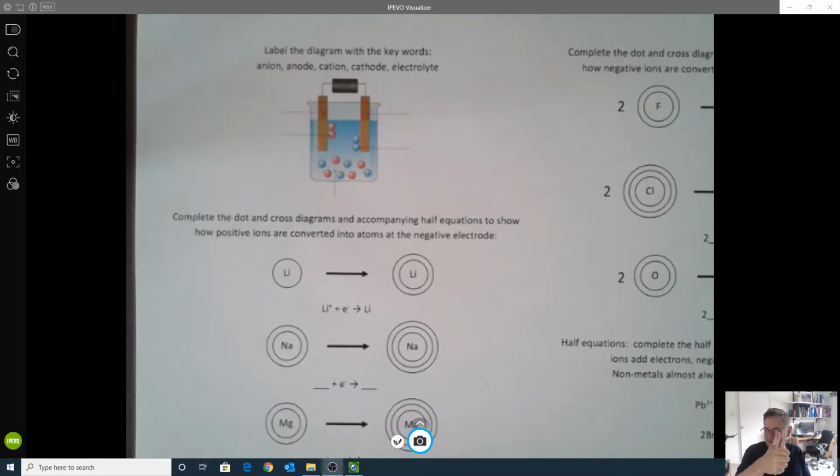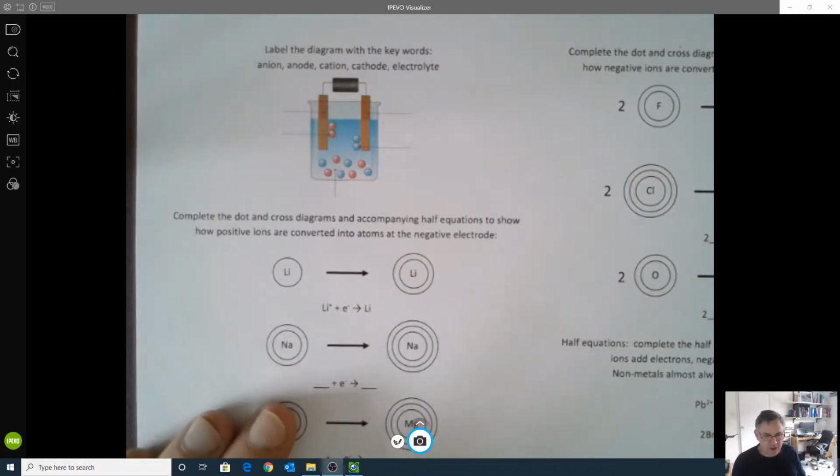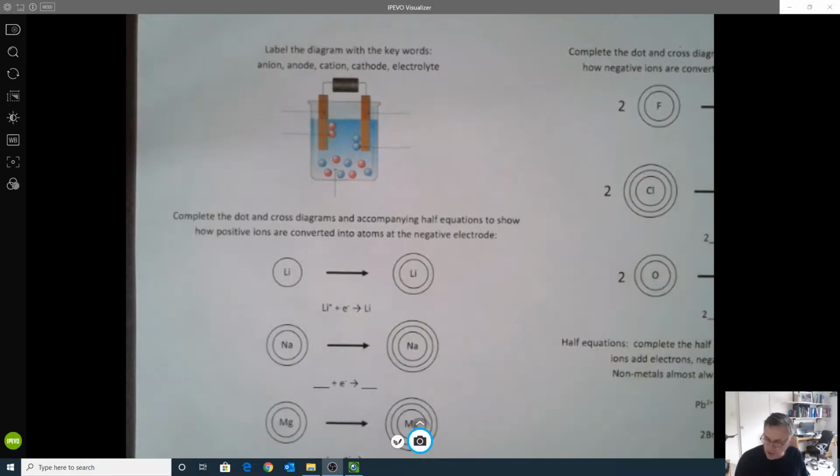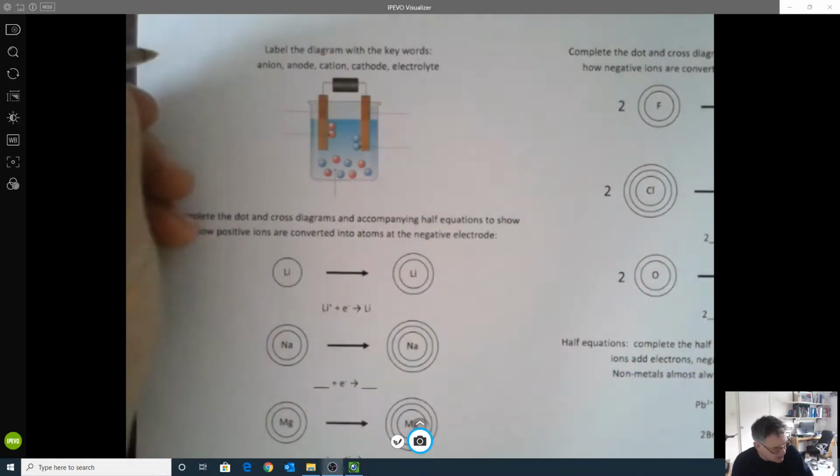Okay, I'm going to attempt to go through these two worksheets. The first one that I want to do is the one where we're drawing out atoms. We're drawing out ions and we're turning them into atoms, which is the process. This helps you understand half equations. The first bit is a recap from last lesson.